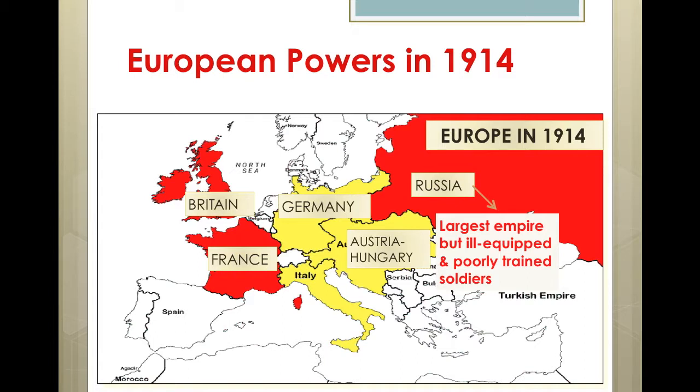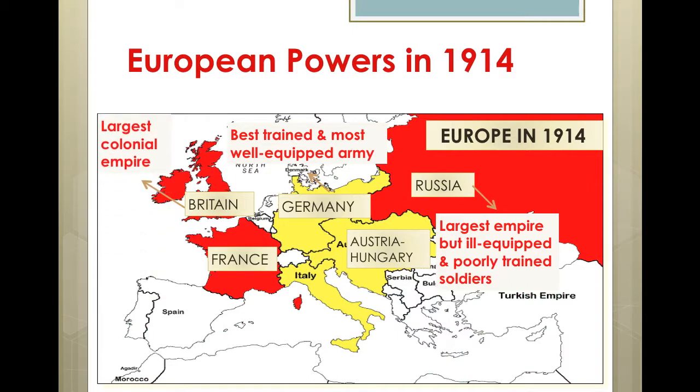Then you have Germany, which was comparatively smaller than Russia. It had an ambitious ruler who ensured that Germany had the best trained and most well-equipped army in Europe. Thirdly, you have Britain, which was the strongest naval power in Europe. It also had the largest colonial empire.